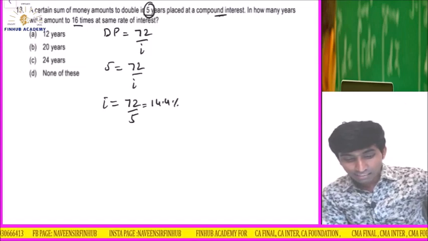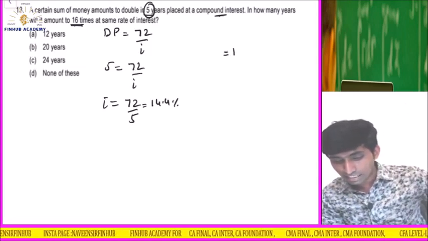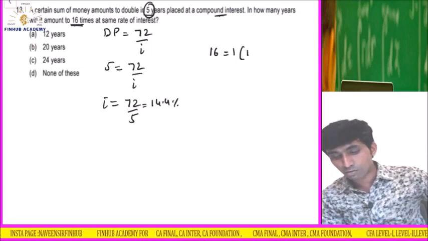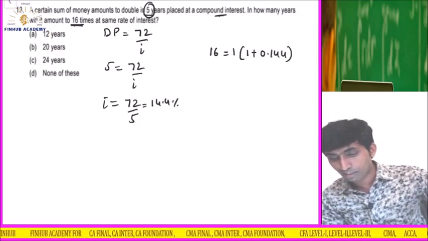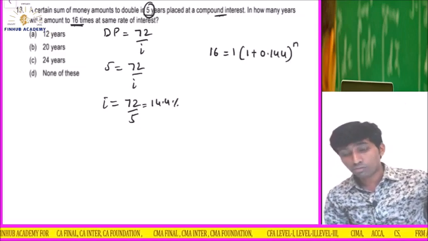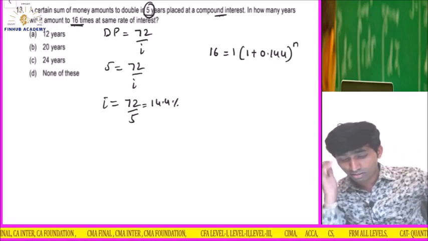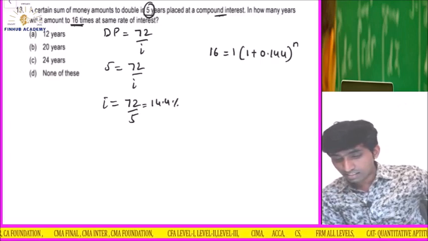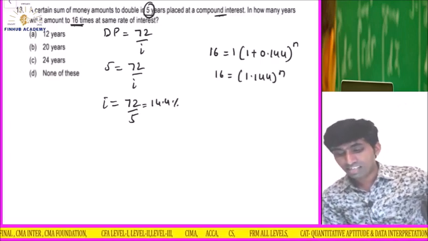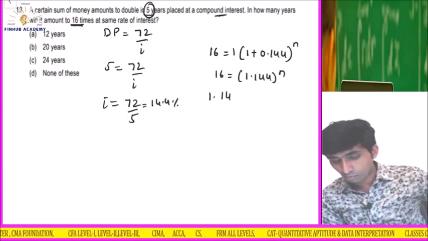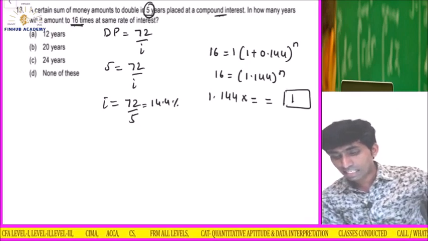So understand, it will amount to 16 times now. If I invest 1 rupee, it will become 16 at the same rate. So amount is equal to principal into (1 plus i), where i is 0.144, raised to n. So I will substitute: 16 is equal to 1.144 raised to n. I will take 1.144 on my calculator, press equals until I get 16 on the screen, and count the presses.